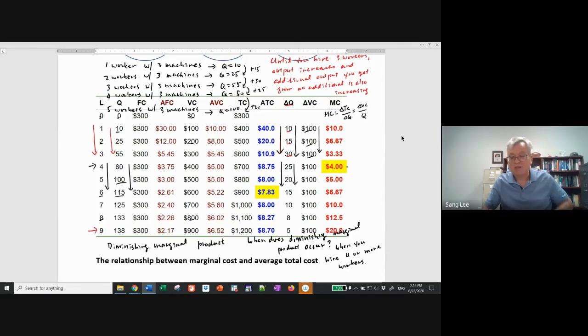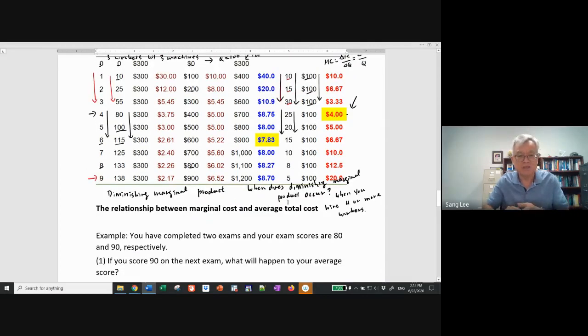Okay. And so it is not just a coincidence. Diminishing marginal product means you spend the same amount of money and add another worker, but the extra output you get becomes smaller. That means beyond that point, to produce an additional output unit costs you more and more. So when diminishing marginal product occurs here, when you have 4 workers, that's exactly when marginal cost starts rising. Okay, so the lesson here is what?